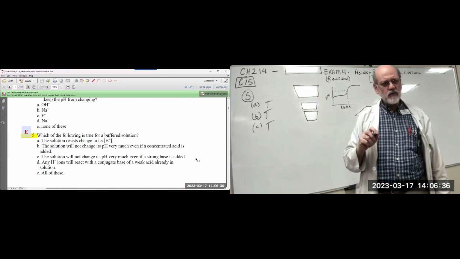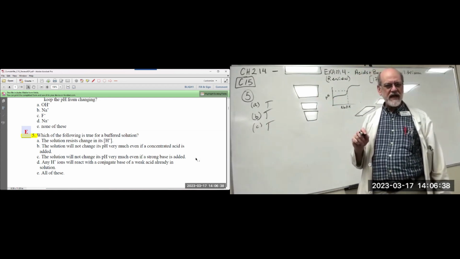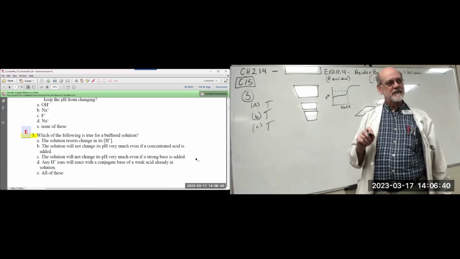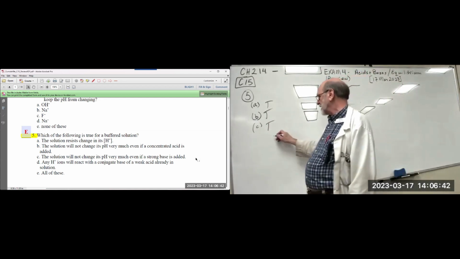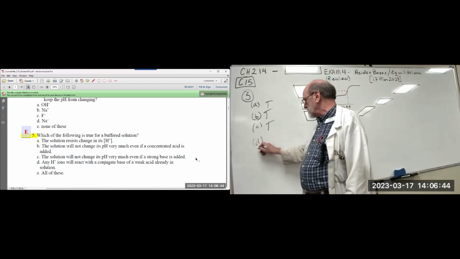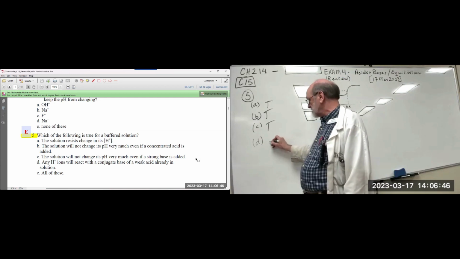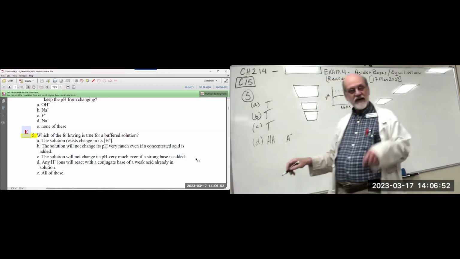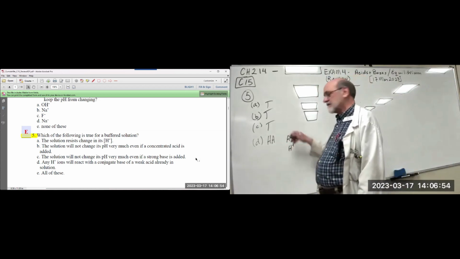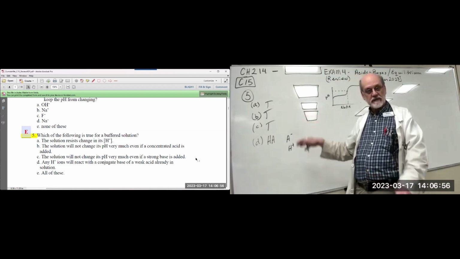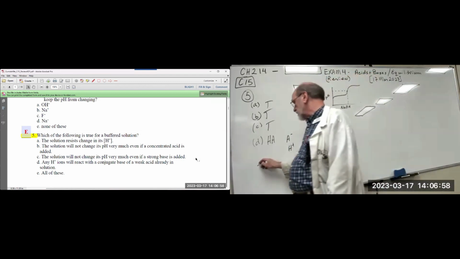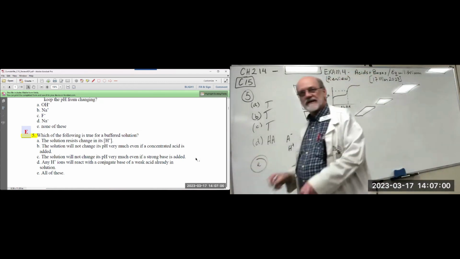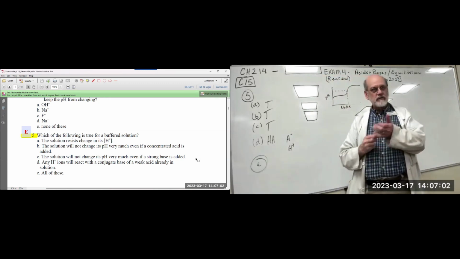Any hydrogen ions will react with the conjugate base of a weak acid already in solution. Yeah, we just proved that one. Right. So if the weak acid is this, and this is the conjugate base, that's what the hydrogen ions interact with. That's what they attach to. So all of them are true. All those statements are true.